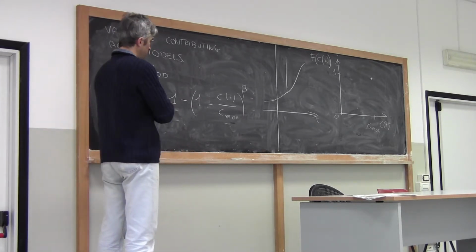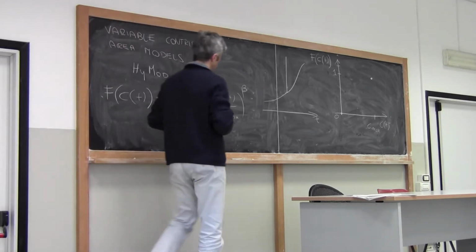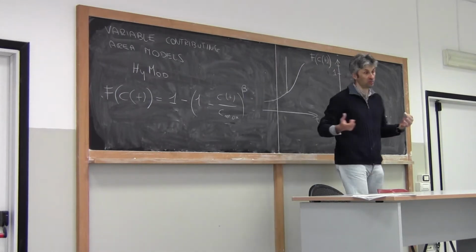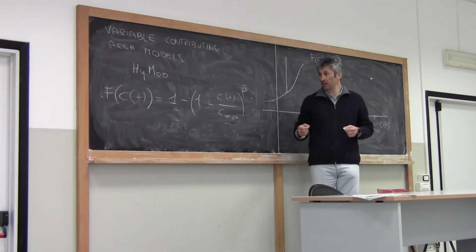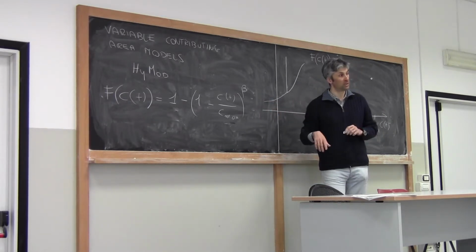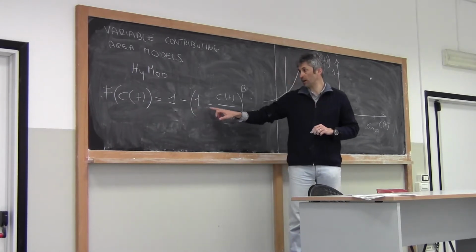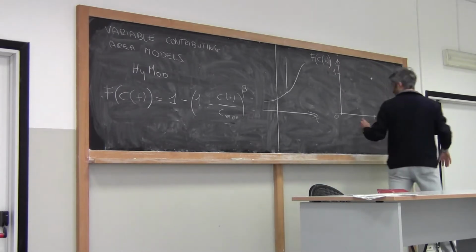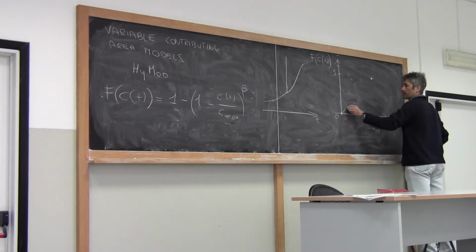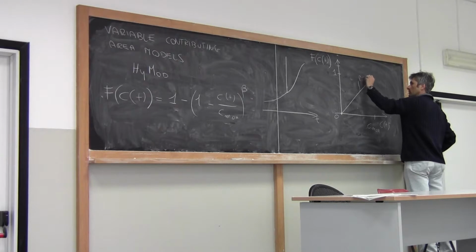Now let's look at the shape of this relationship. And let's first of all assume, we have to assume a value for beta if we want to study the shape of the relationship. Let's assume that beta is equal to 1. Then if beta is equal to 1, you get 1 - (1 - C_t/C_max). It's a linear relationship. So we can connect these 2 points with a straight line and say that corresponds to beta equal 1.